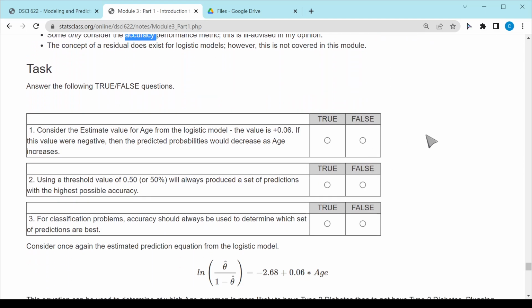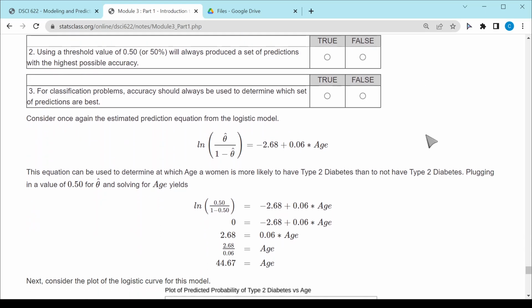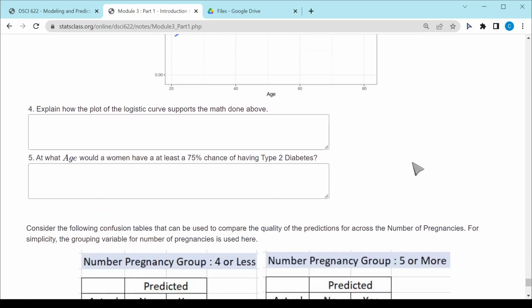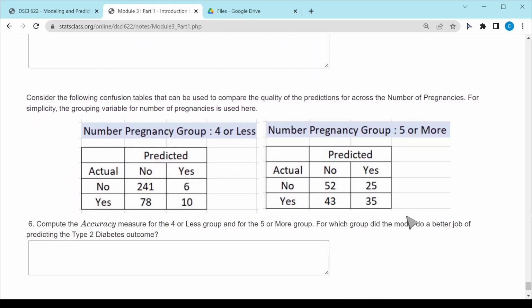The task here involves answering a couple of true-false questions, making sure you understand the logistic curve here a little bit, and then having you calculate some accuracy measures for this data that I have here.